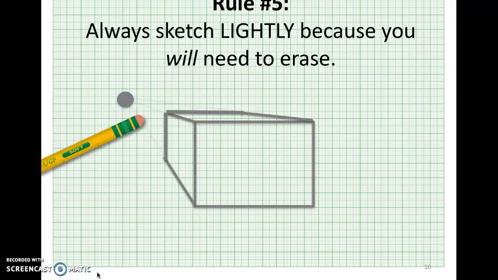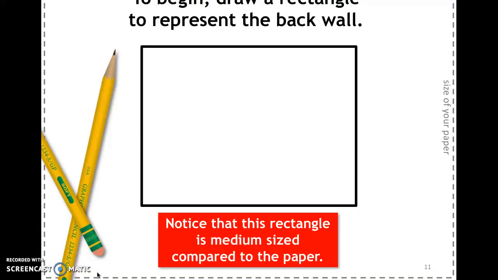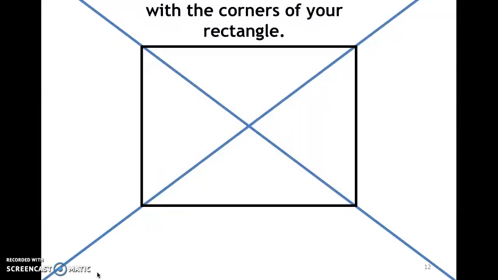Rule number 5, and I stress this in class, always sketch lightly because you will need to erase. If you draw very heavy-handed or dark, when you erase, you will still see those lines and it will not look great. To begin, let's draw a rectangle to represent the back wall. Notice that this rectangle shape is actually a lot smaller than your overall paper.